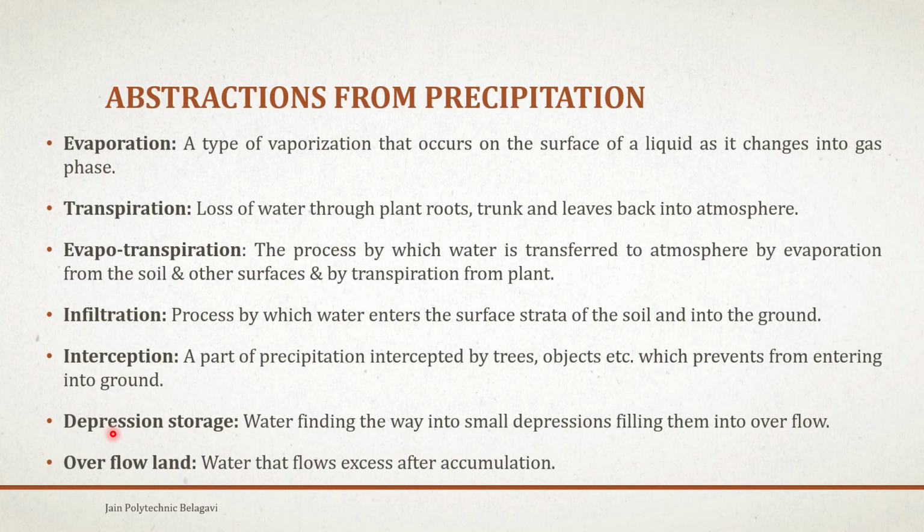Next, we will be discussing the abstractions from precipitation. Whatever happens in the hydrological cycle, I will be explaining the terminologies in this. Evaporation is the type of vaporization that occurs on the surface of a liquid as it changes into the gas phase.